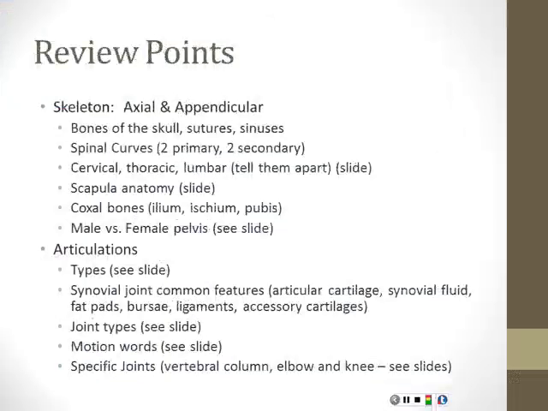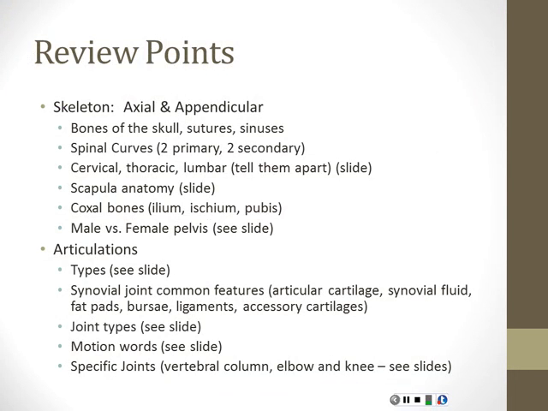All right, so spinal curves. If we look at the spinal column of an adult, we have a curve that goes like this at the neck, a curve that goes like this at the thorax, another that goes like this at the lumbar, and then a sacral curvature.